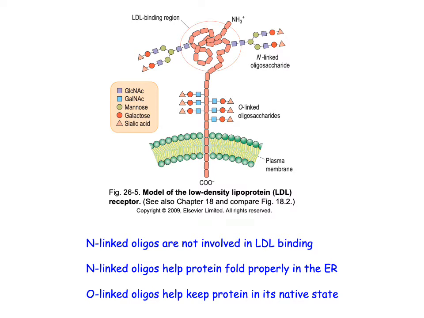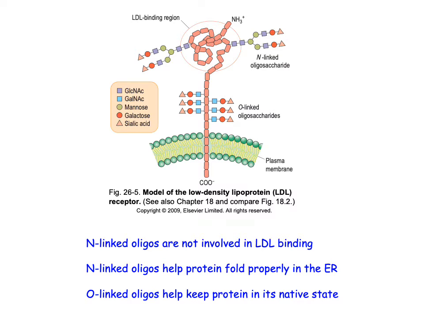So this is the receptor that pulls cholesterol out of the bloodstream. And this is a schematic of its structure. It is embedded into the plasma membrane. At the end terminus is the part that binds to LDL, and attached to that are a couple of N-linked oligosaccharides. On the stem are some O-linked oligosaccharides. Now, these oligosaccharides are not involved in binding LDL.